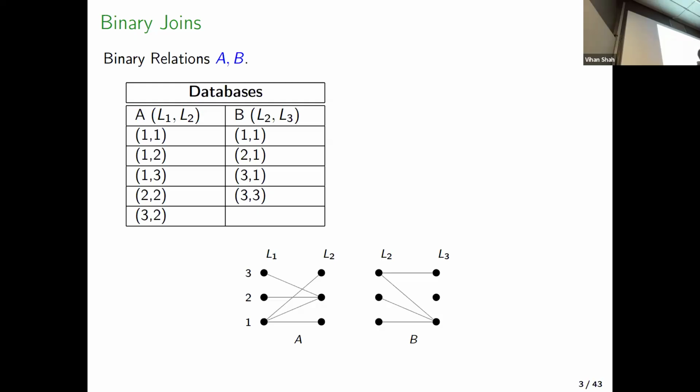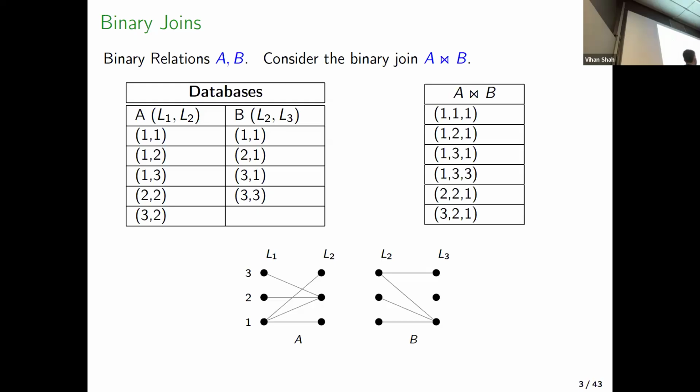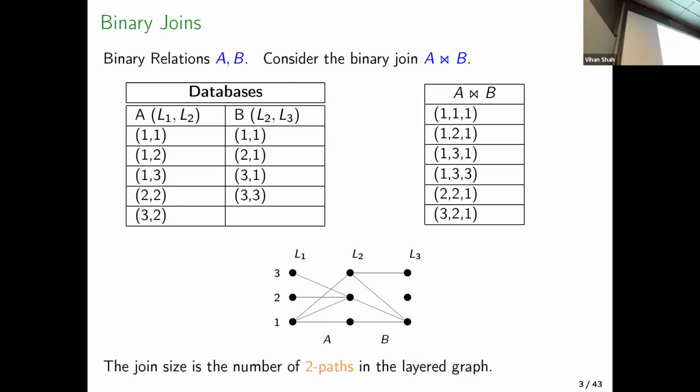And one operation database people are really interested in is joins. So the join of these 2 tables would be this table here. How I think about it, again in terms of graphs, is that you just want to merge these 2 graphs on L2. And now every element of the join corresponds to a 2-path in the graph. So the number of 2-paths is the join size.